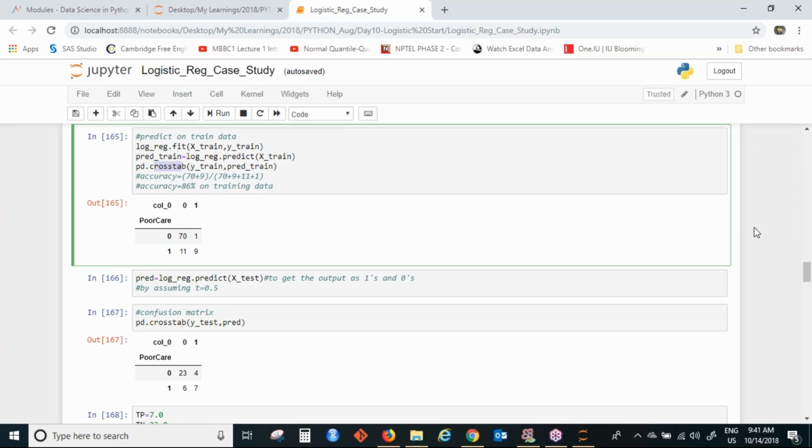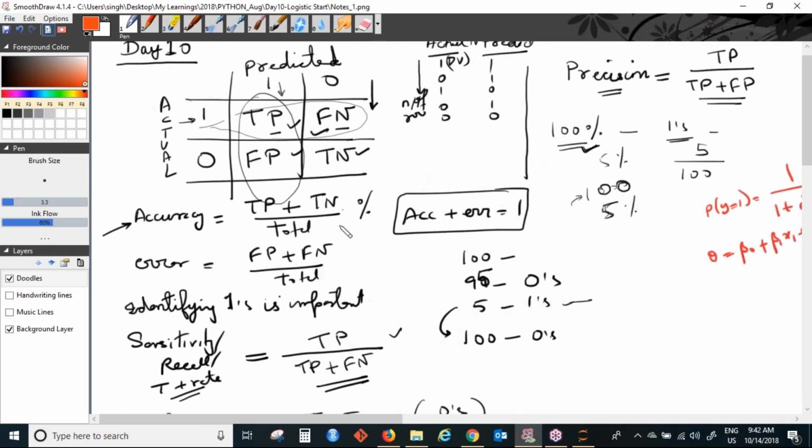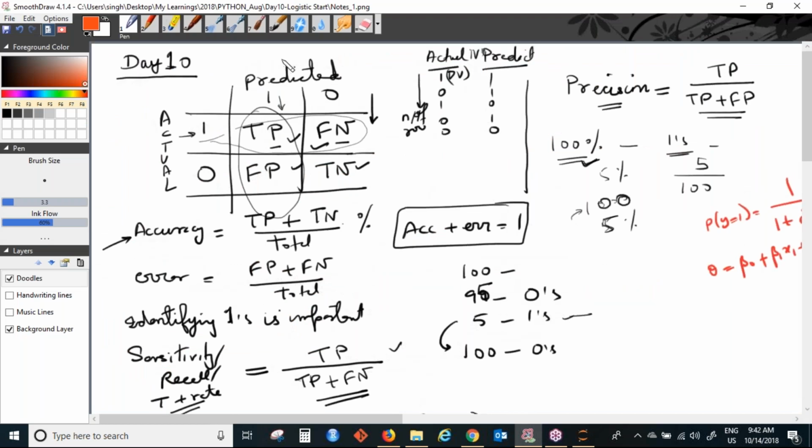Okay, so this is your actual zeros and ones. Since I have written y train here, that is why I am getting actual 0 and 1 on the left hand side. If I write it in an opposite way, I will get it the opposite way. So always remember, guys, your confusion matrix will not always look like this. Your predicted values might come here and actual might go there, depending on your Python code. So pandas dot crosstab is what we use.